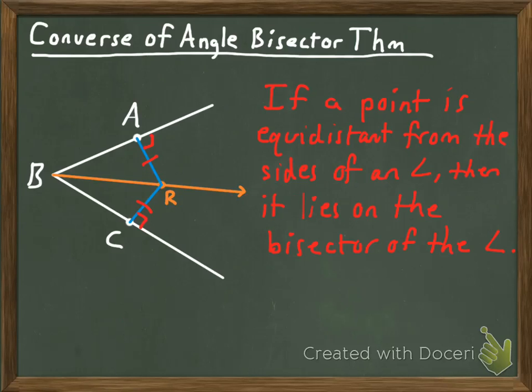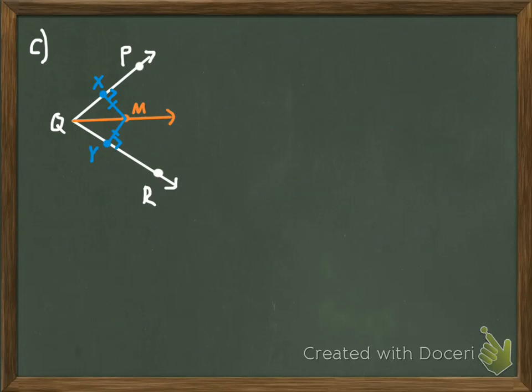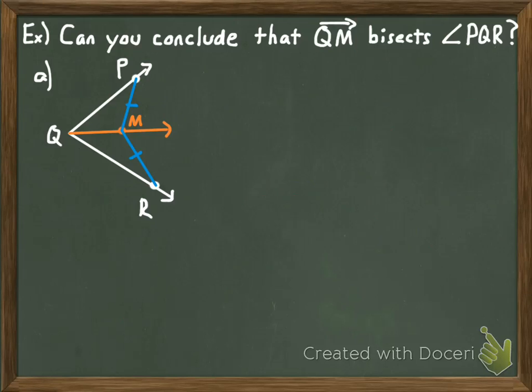Now, with this converse of the angle bisector theorem, you can have some tricky little pictures thrown at you, and I've got a few of the different pictures that you might see. For these next three pictures, we'll come back to the latter two later. We're trying to determine, does ray QM bisect angle PQR? And the way we're going to determine that for each of these problems is to see, is this point M equidistant from the two sides of the angle?